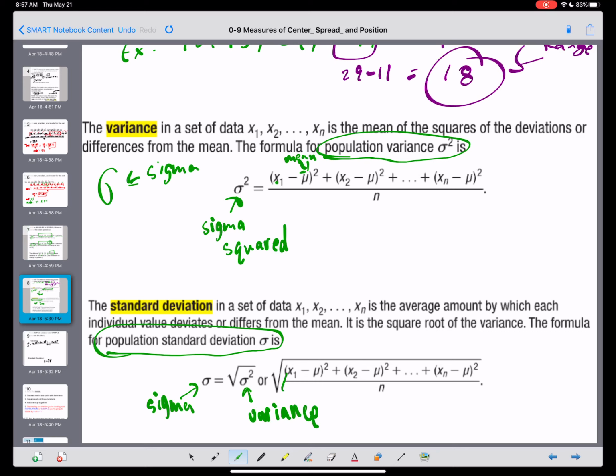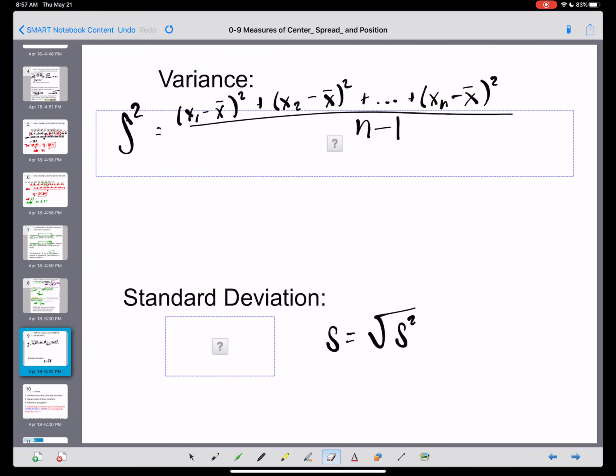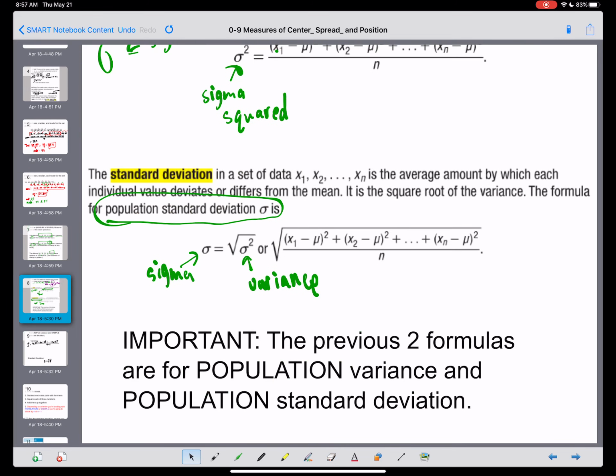Like this formula inside here is the same as this top. You just square root whatever you got for the variance. So standard deviation, the variance is hard to find, but once you have the variance, you square root to find the standard deviation. So the previous two formulas are for population variance and population standard deviation. We kind of talked about that.